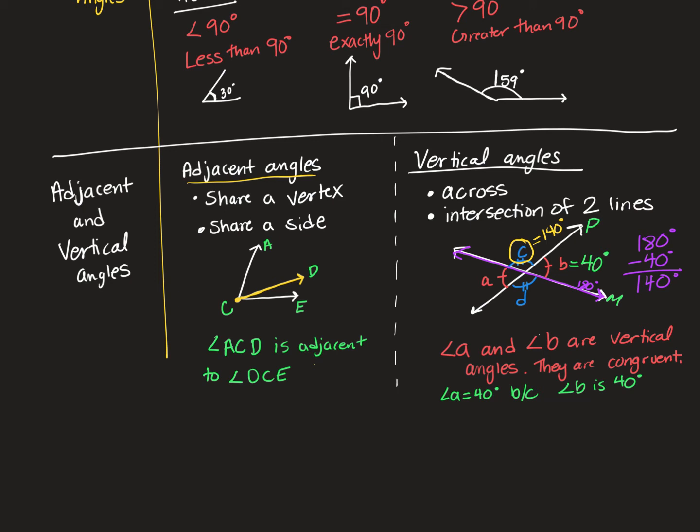Now here's the cool thing. If angle C is equal to 140 degrees, what does angle D have to equal? What is angle D? Those are vertical angles. So C has to equal D. So D is also 140 degrees.